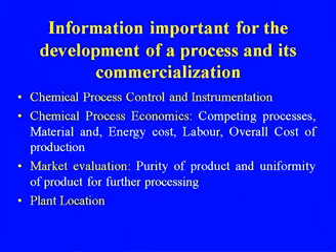Chemical process control and instrumentation. You see there have been vast changes in the chemical process industry, and the control and instrumentation part has played a very important role in its development. And now the chemical process industry is very complicated, and a lot of instrumentation is there. Another aspect is chemical process economics, competing process, material and energy cost, labor, overall cost of the production, market evaluation, purity of the product, and uniformity of the product for further processing, plant location.